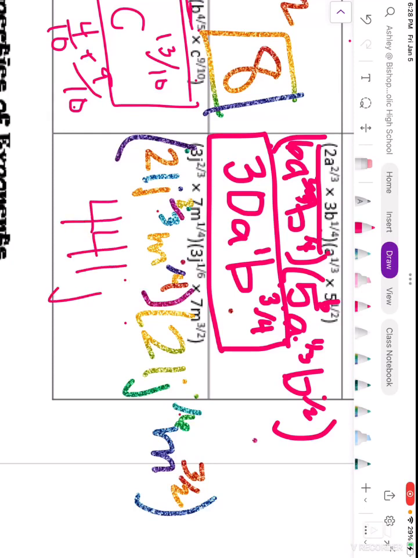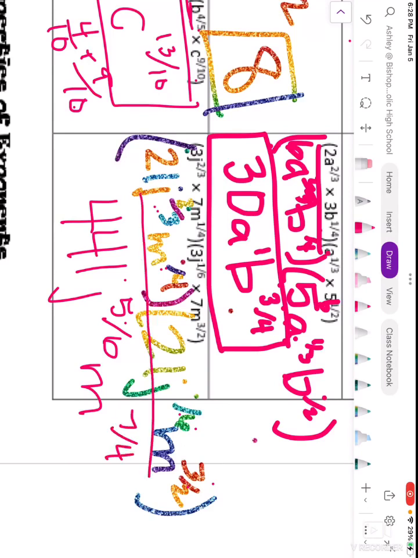2/3 plus 1/6. If we got common denominators, that'd be 4/6 plus 1/6, which is 5/6. 1/4 plus 3/2. Common denominator would be 6/4 and 1/4, which gives a 7/4. So that's our final answer.